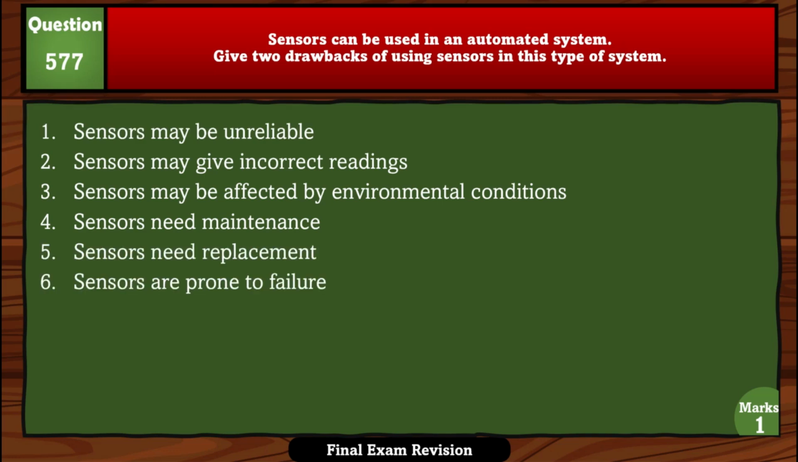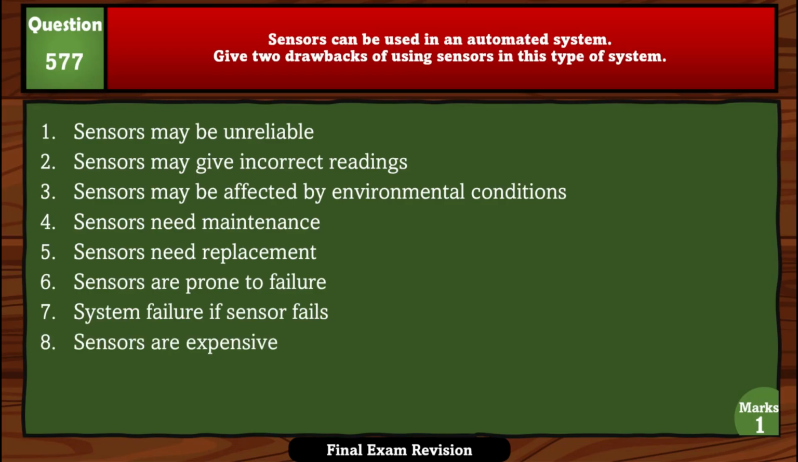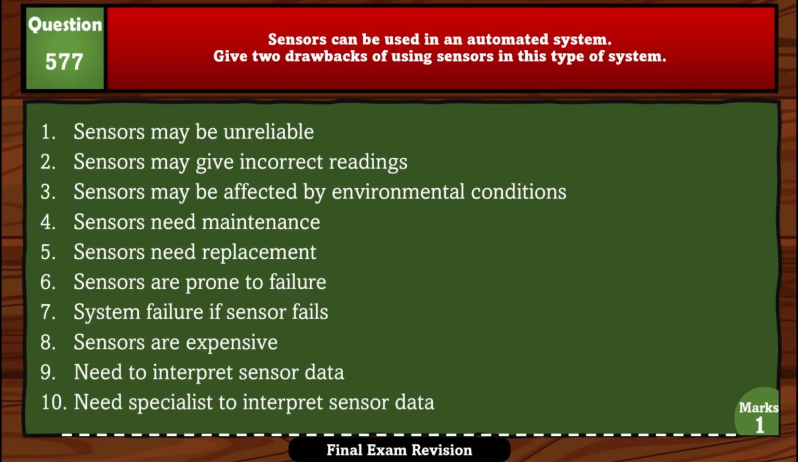Sensors are prone to failure. System failure if sensor fails. Sensors are expensive. Need to interpret sensor data. Need specialists to interpret sensor data.